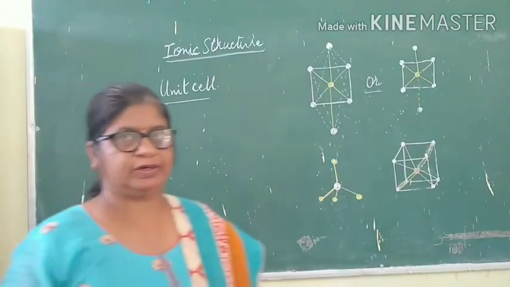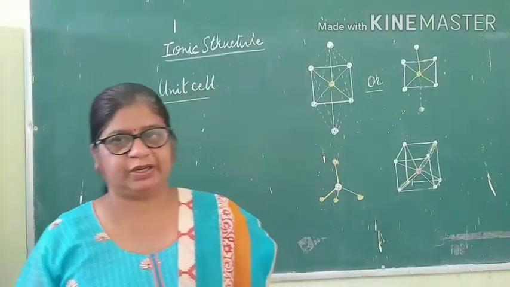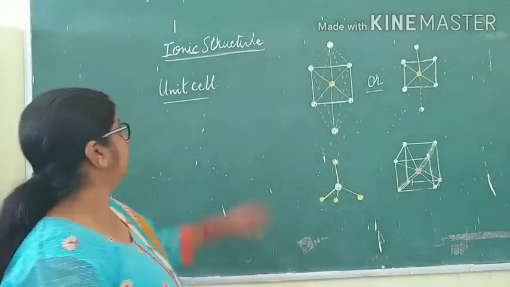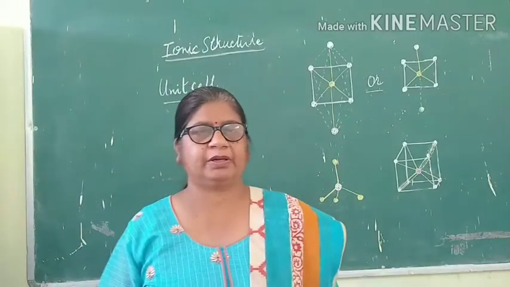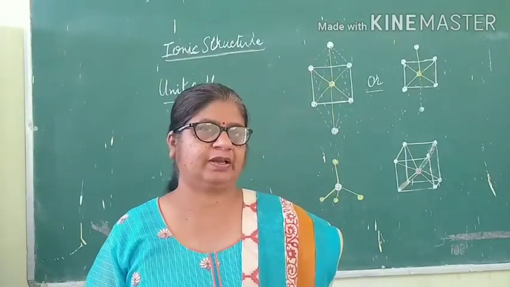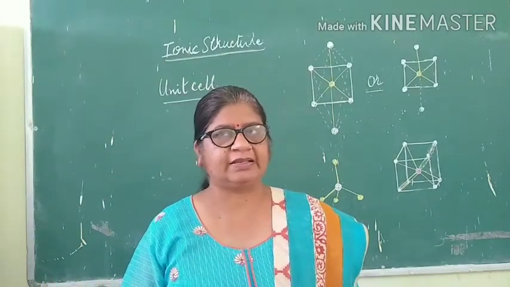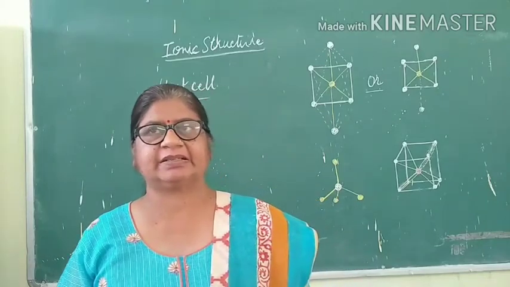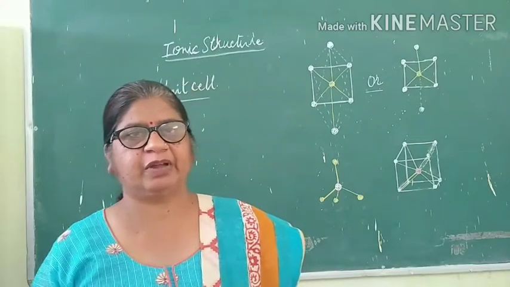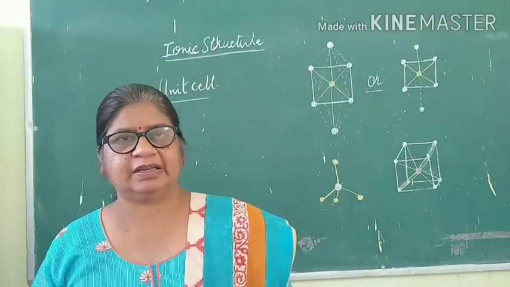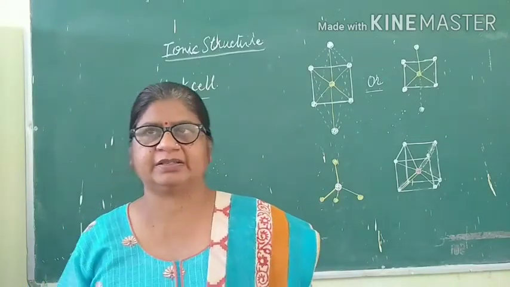Good morning, students. Today we are going to study about ionic structure. An ionic compound is a giant structure of ions. The ions have a regular repeated arrangement. This repeating arrangement of the ions is the ionic lattice.